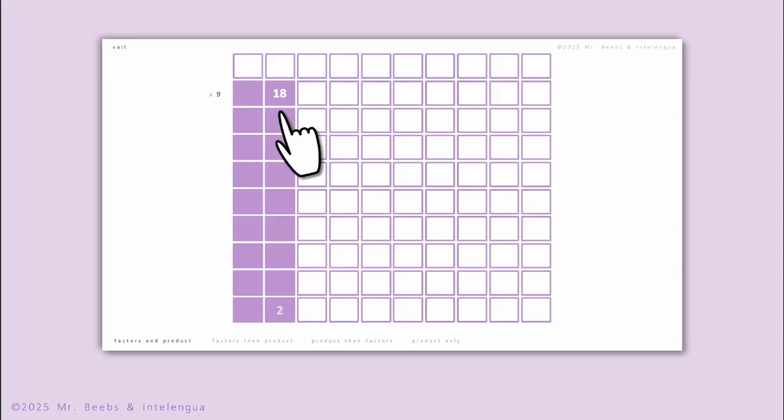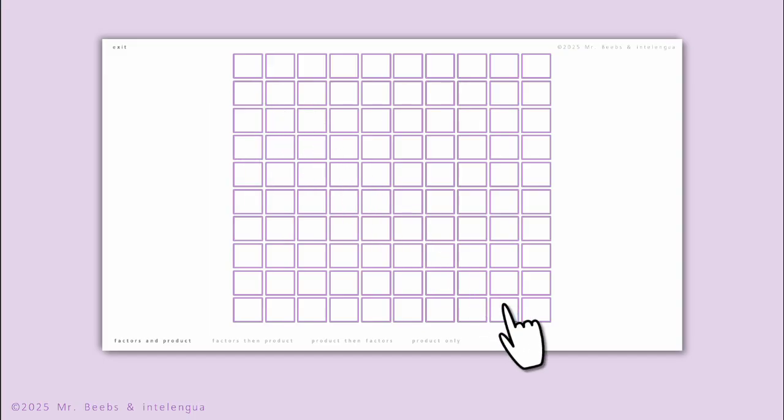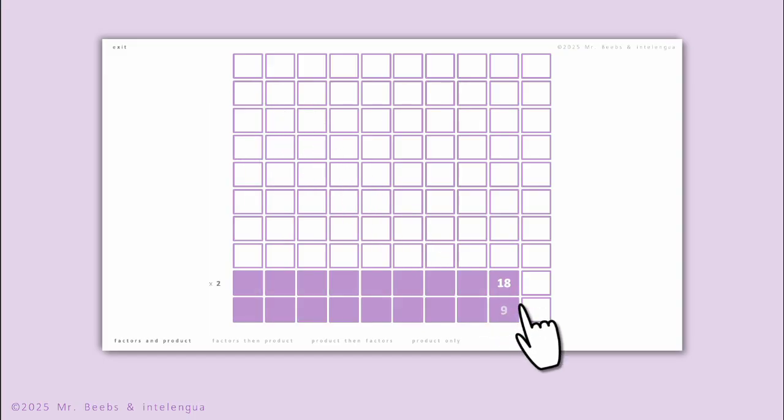2 in a row multiplied by 9 rows is 18. And 9 in a row multiplied by 2 rows is also 18. We switched the factors around, but we still get the same total. Or in other words, we get the same product.